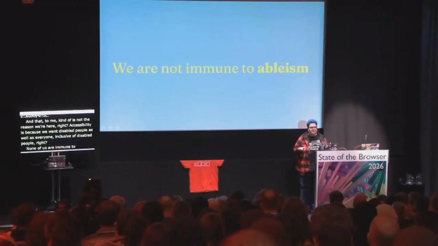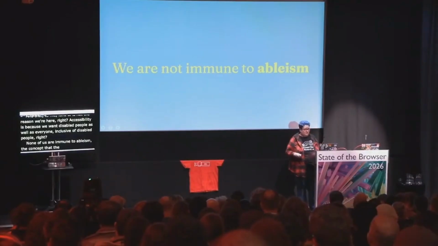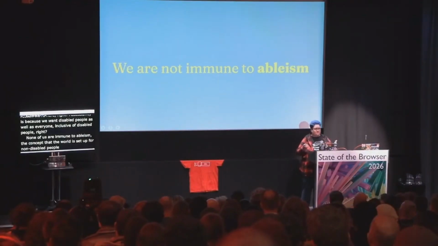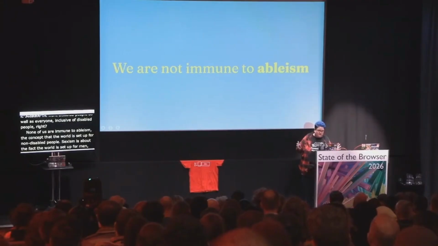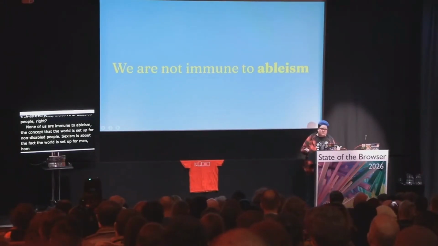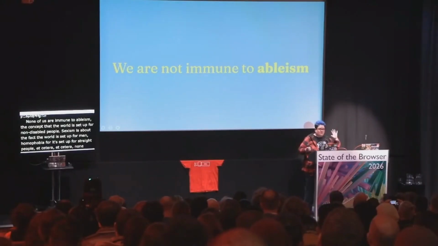Because none of us are immune to ableism. So ableism is the concept that the world is set up for non-disabled people, right? Similar to how sexism is about the fact the world is set up for men, homophobia is about how the world is set up for straight people, etc. And none of us are immune to it, right? Because it's society and unconscious bias and all that kind of cool DEI stuff that's really popular these days.